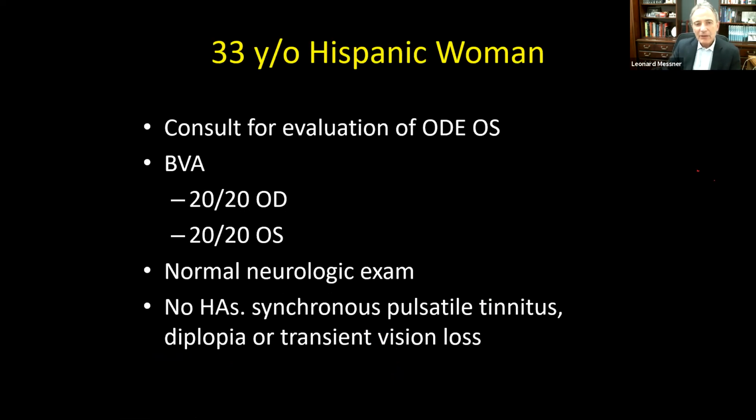So let's take a look at another case of an anomalous nerve along with optic disc drusen. So this is a 33-year-old woman who was set up for the evaluation of presumed optic disc swelling in her left eye. Her visual acuities were 20/20 in the right eye, 20/20 in the left. Neurologic examination is normal, no headaches, no synchronous pulsatile tinnitus.